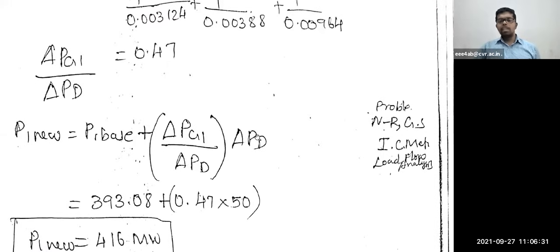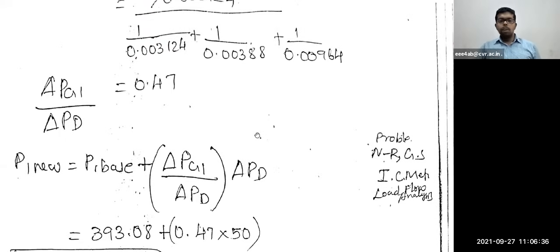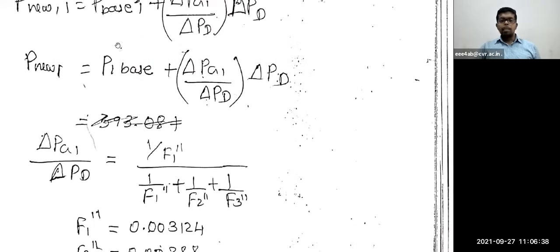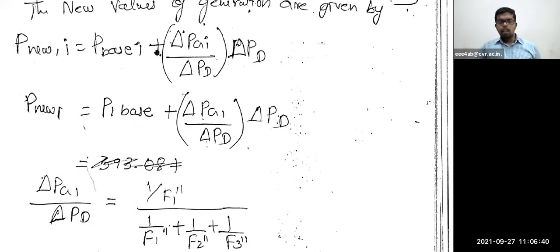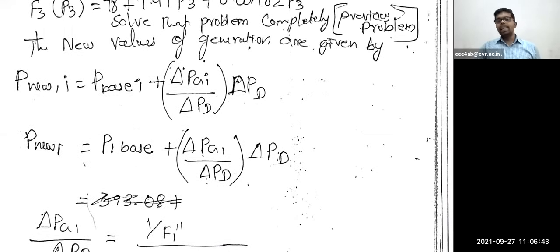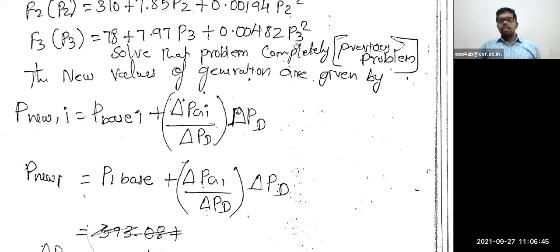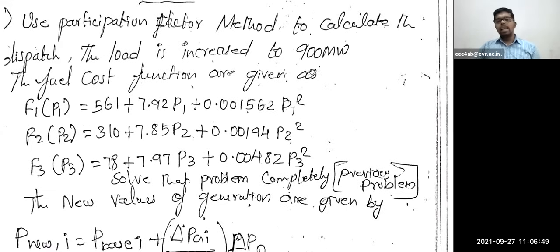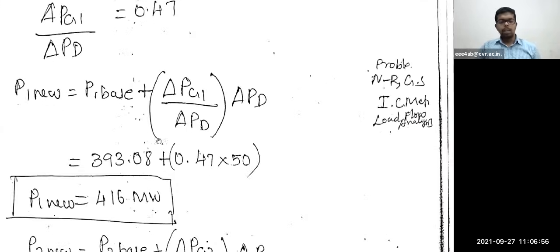What is the change in the power demand? Now we have to go to the problem. What is the power demand? PD is 850 megawatt. The load is increased to 900 megawatt. So what is the difference? It is increased by 50 megawatt. So del PD is 50 megawatt. That you need to substitute over here, 50 megawatt. Okay, so P1 new is equal to 416 megawatt. Okay, right? P1 new is equal to 416 megawatt.